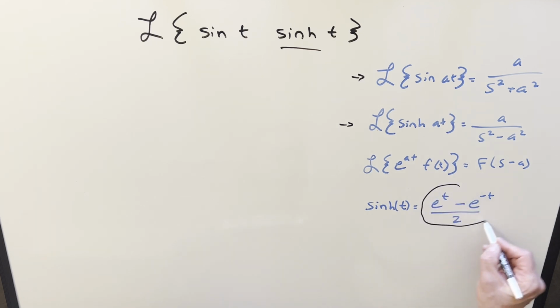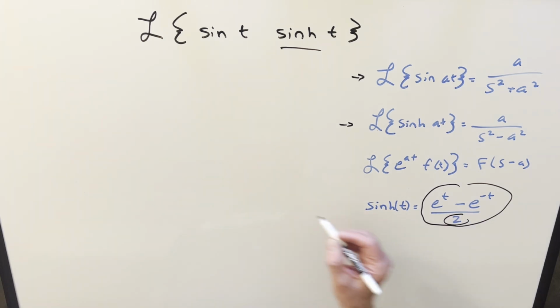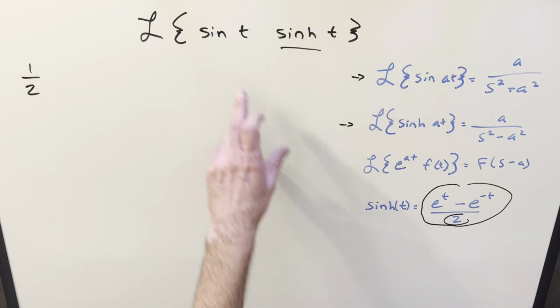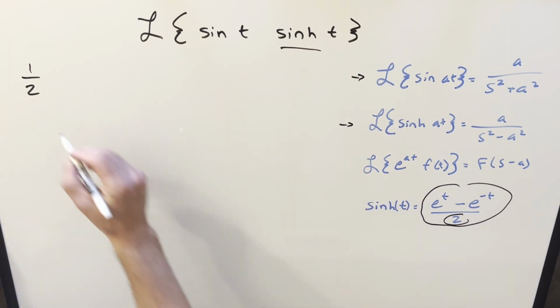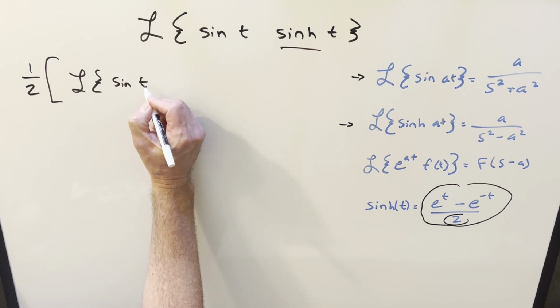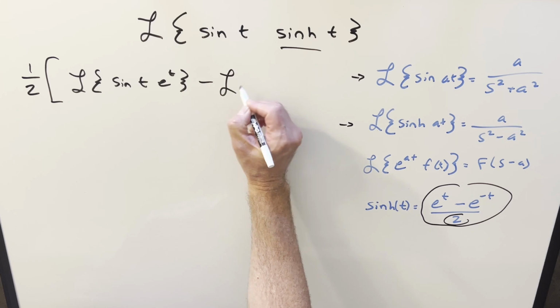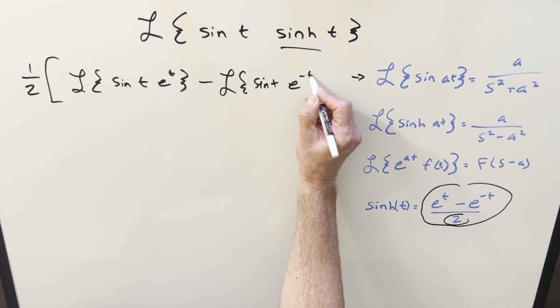Using this formula, we'll plug that in for sinh, and then with the minus sign, remember the Laplace transform is an integral, so we can break it up just like an integral. 1/2 is a constant, so I can take 1/2 all the way up front, and break it into two Laplace transforms, breaking it up on the minus sign, distributing in the sine of t. For the first one, we'll have the Laplace transform of sine t times e^t, and then a minus sign between them. The second one is just the Laplace transform of sine t times e^(-t).